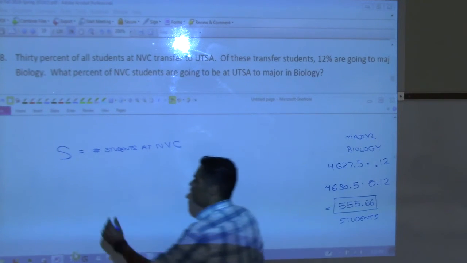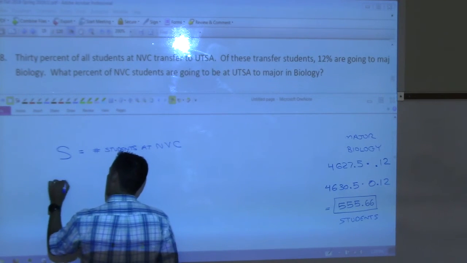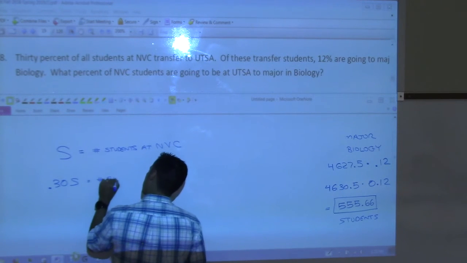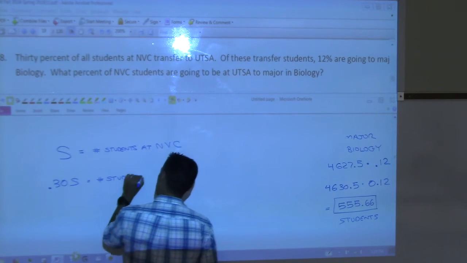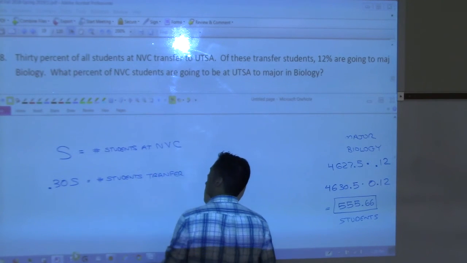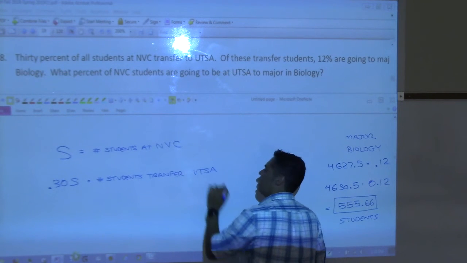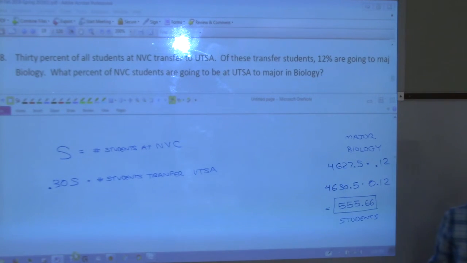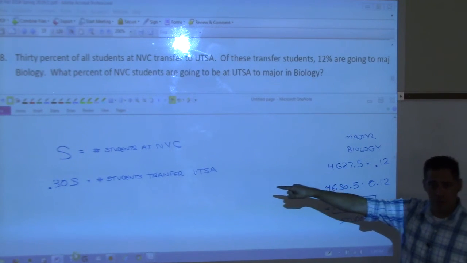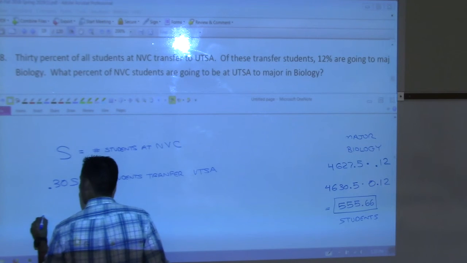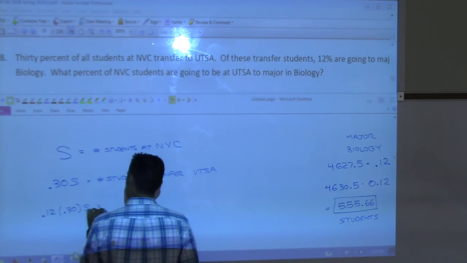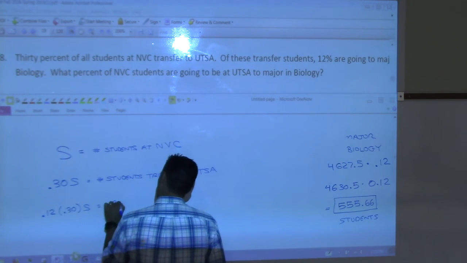30%. So if I take 0.30 or 0.3 times S, this is equal to the number of students transferring to UTSA. Okay, how many of those students are going to go into biology? 12%. So I have to take that and multiply that by 0.12. So if I do 0.12 times 0.30 times S, this is going to be the biology.